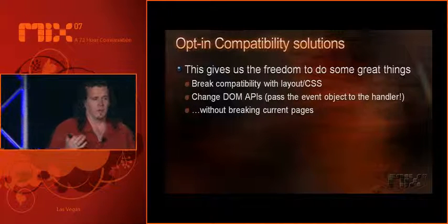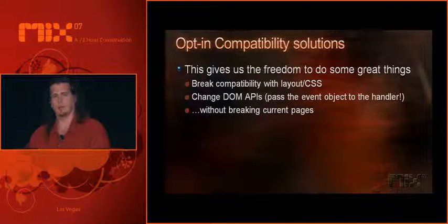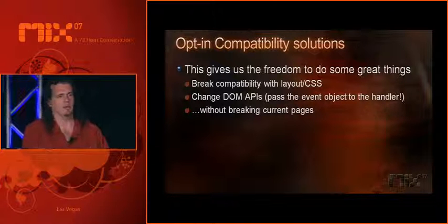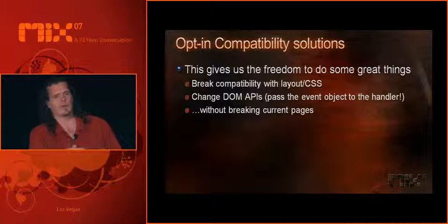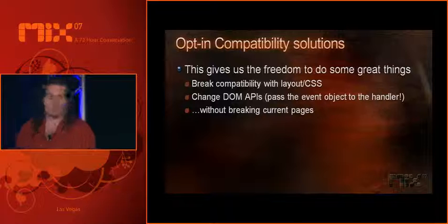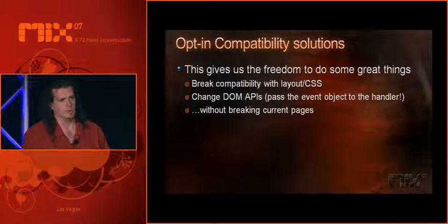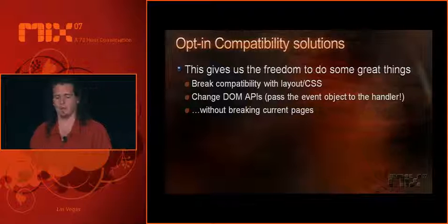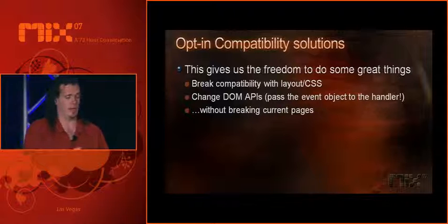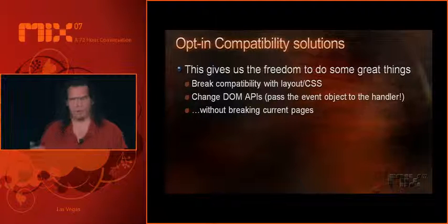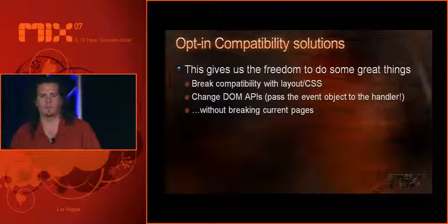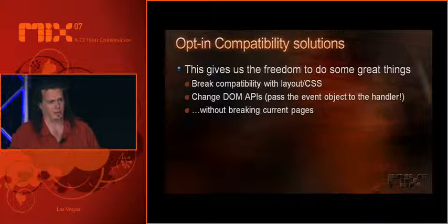Now, doing something like this, though, asking authors to explicitly say, yes, I want standards behavior, means that we don't have to worry about compatibility. The author actually said, no, give me the new stuff. Give me the right standards, not what you did in IE7 under standards mode. That means we can do things like breaking our compatibility with layout and CSS completely, even if we're doing it to follow the standard. We can change document object model APIs, which is something that we really can't do today at all. We can pass the event object to the handlers, for example. And we won't break any current pages, because the adoption of any such opt-in switch today is 0, because we haven't even come up with it yet.